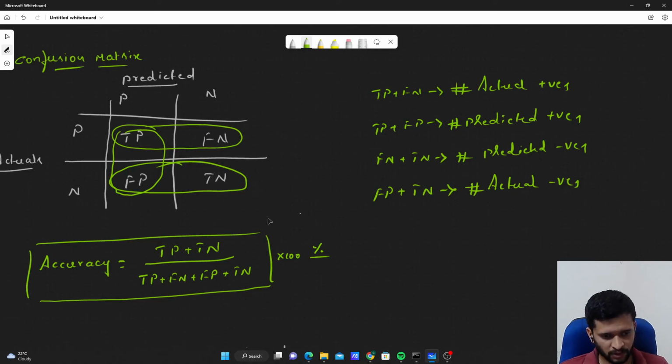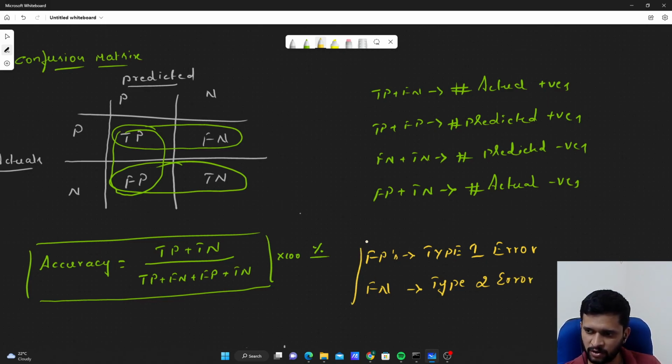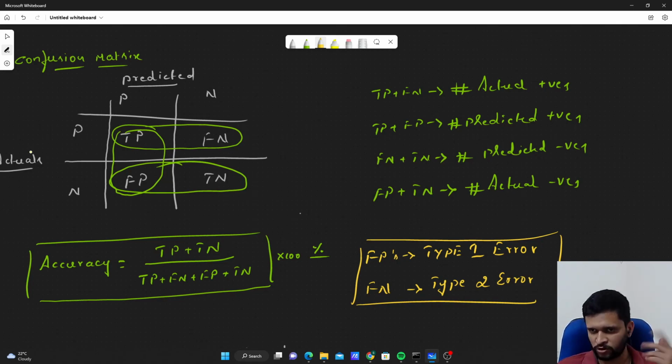Okay. So the false positives here, at this particular box, the false positive is also called a type 1 error. Type 1 error. Okay. And similarly, false negative is called a type 2 error. So just remember these terms, because sometimes people will directly use type 1 and type 2 errors instead of false positives and false negatives. But it's better to have an idea what we mean by type 1 error and type 2 error.